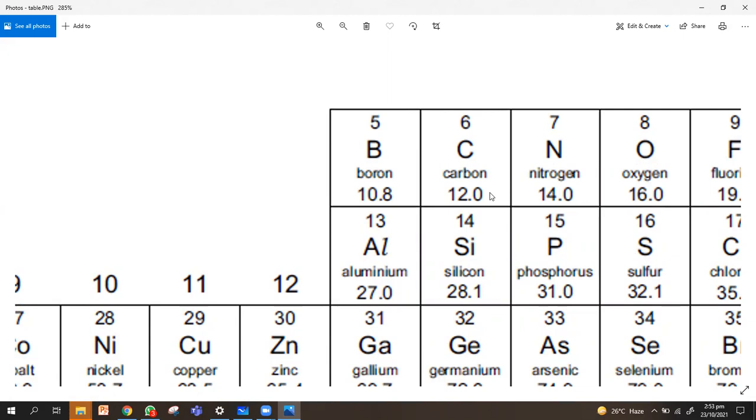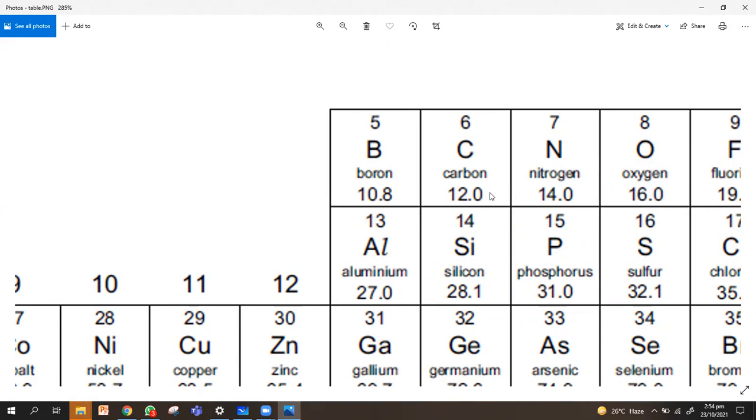What's the mass of carbon? Ek atom ka mass kitna diya hai, atomic mass? The periodic table is right in front of you. My question is simple. What is the atomic mass of carbon? Come on, tell me.